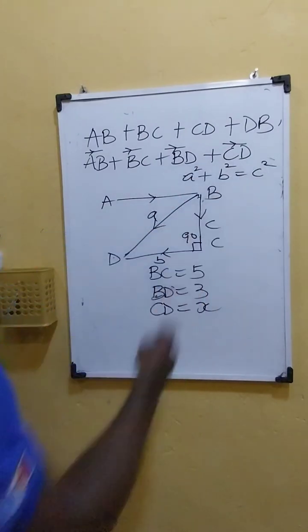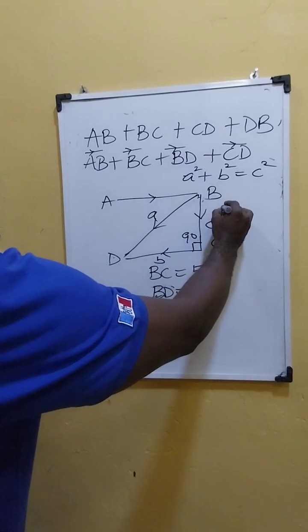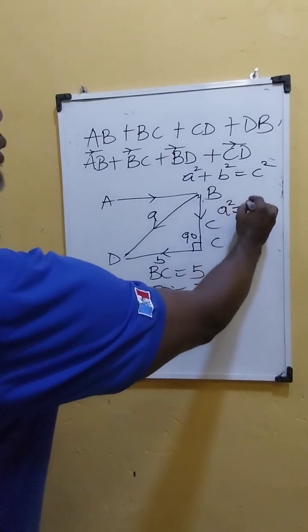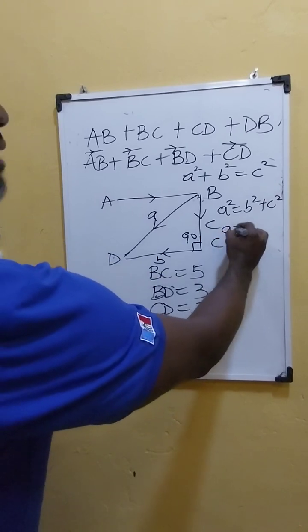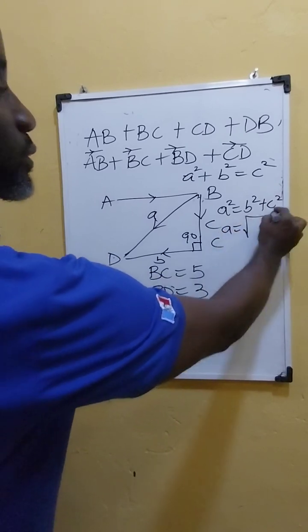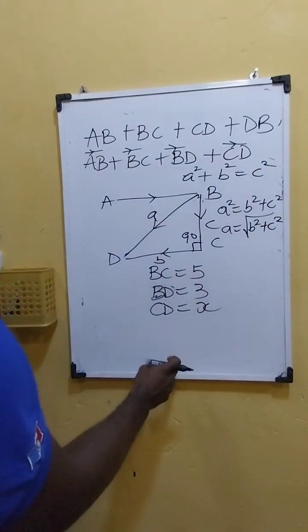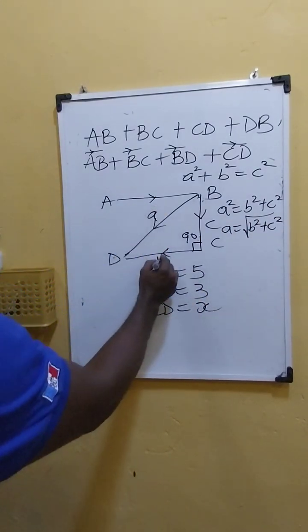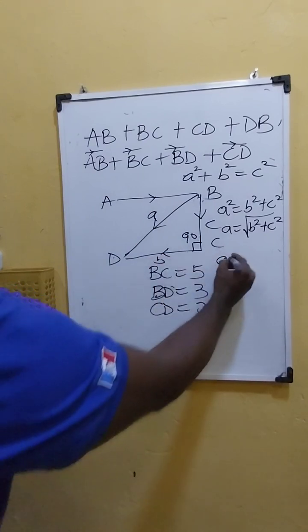Do you remember this? This is Pythagoras theorem. So A squared is equal to B squared plus C squared. So A is actually equal to the square root of B squared plus C squared. What you are going to do is name here A, B, C. So let's call this A, the missing part. It is equal to what?